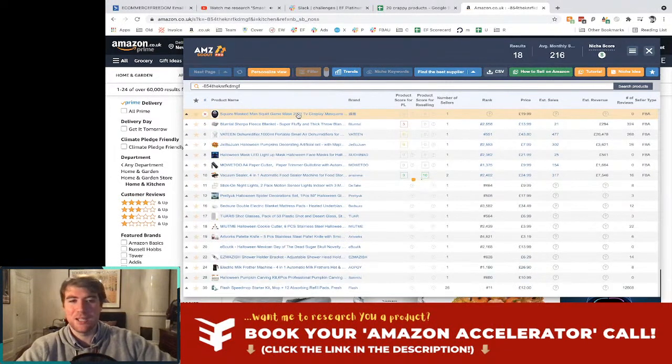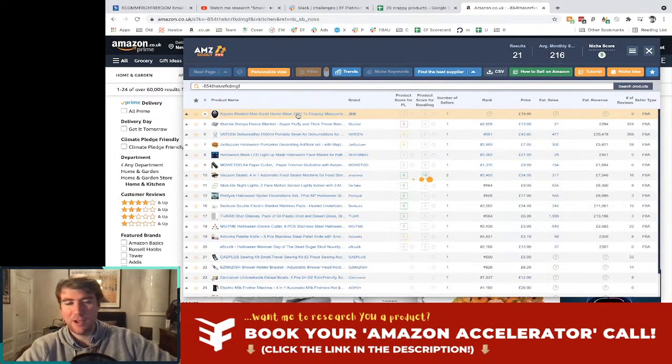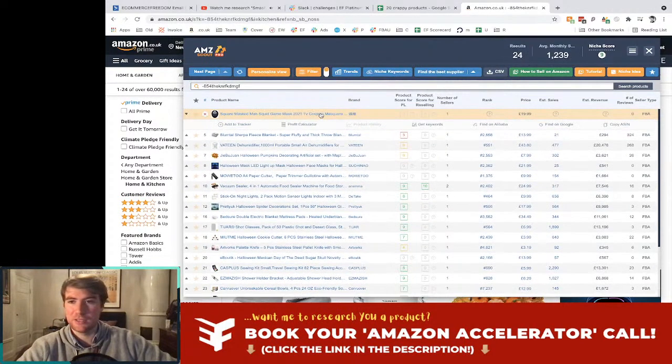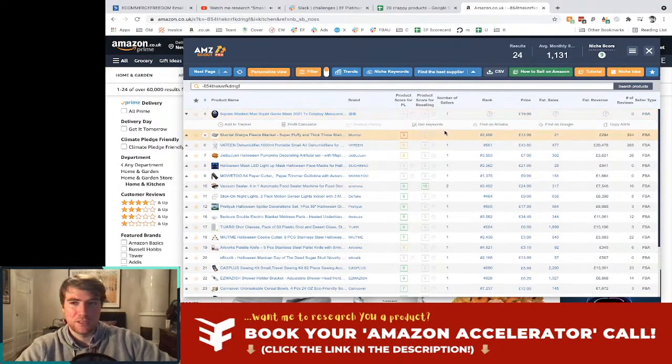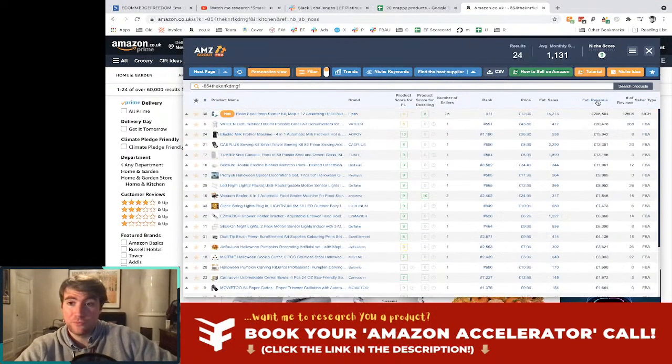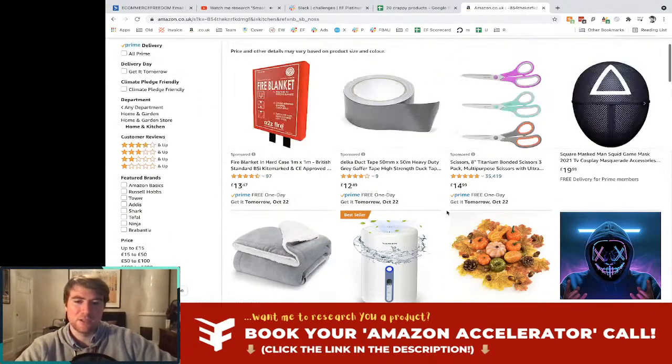For example, here's a Squid Game mask. Obviously, that's going to be selling well. It's Halloween. Squid Game's come out. It's like the talk of the town. It's probably crushing it, I'd imagine. Very surprised if it wasn't. But yeah, we've got lots of products here that are just crushing it. There's a Flash Speed Mop starter kit that's making 200 grand a month. This is what you see on page 1 of really any search result.